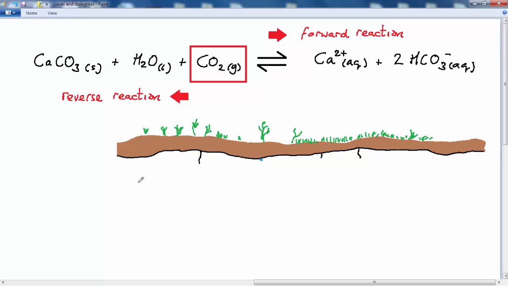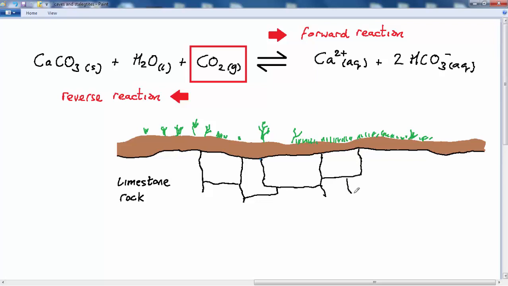So what we've got here is a layer of limestone rock, and you're probably aware that limestone rock tends to have all these fissures and cracks in it. That's the way it is, and let's draw some of these fissures in. There we go. And on top of the rock, you see we've got a layer of soil, and on top of the soil we've got some plants growing and trees and all sorts of vegetation there.